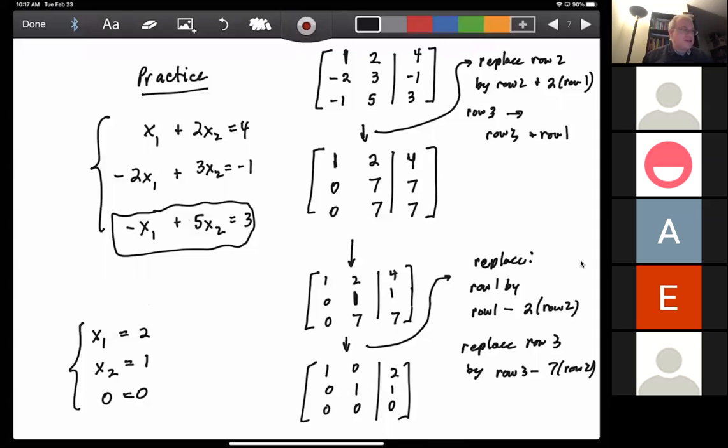So someone asked the question of what does this row of zeros mean? What it really means is that you had something in your original system that wasn't giving you any useful information, essentially. Are we good with that problem? Okay.